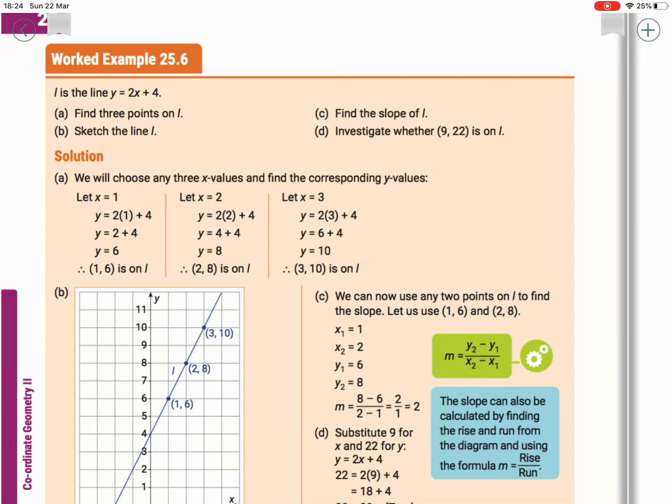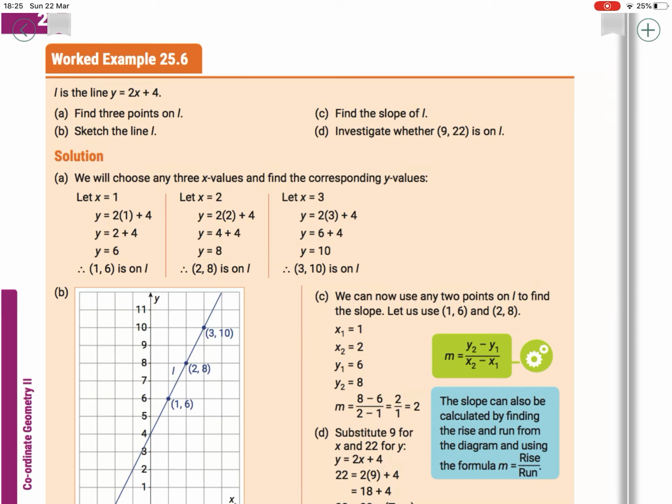If I was to ask anybody what the easiest 3 numbers to put in for x would be, I hope you'd all say just 1, 2 and 3. They're the 3 easiest numbers, that's why we'd always choose those numbers. So we're going to let x equal 1, x equal 2 and x equal 3 for 3 different parts of this, and you'll see the solution done out down there.